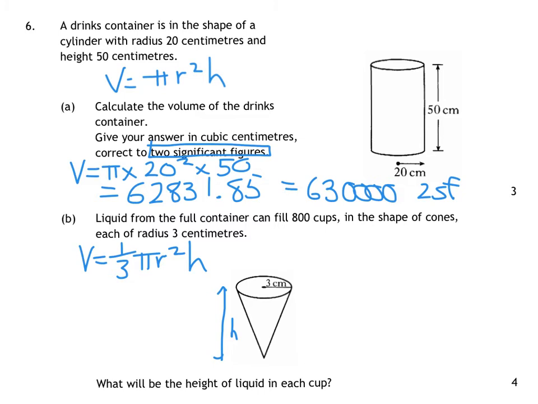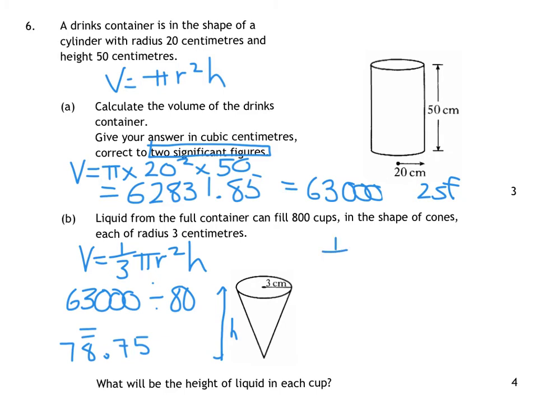Now I've just noticed a mistake in my answer. I have got 1 zero too many on there. It should be 63,000, sorry. So I'm glad I noticed that now. So my number is 63,000. I'm going to divide that by this 800 and see what we get. We get 78.75. Now that is the volume of 1 cup.